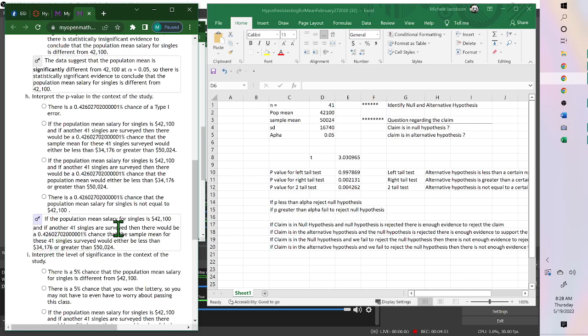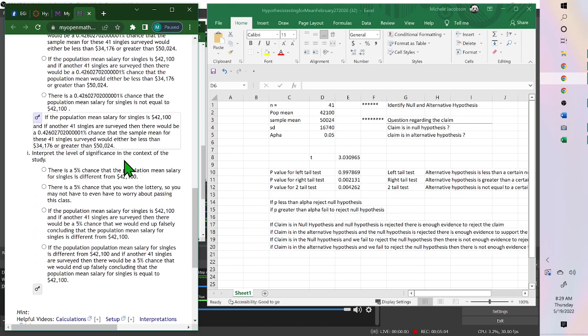If the population mean salary of singles is 42,100, and if another 41 singles are surveyed, then there would be a 0.426% chance that the sample mean of these would either be less than or greater than, because we were testing not equal to.